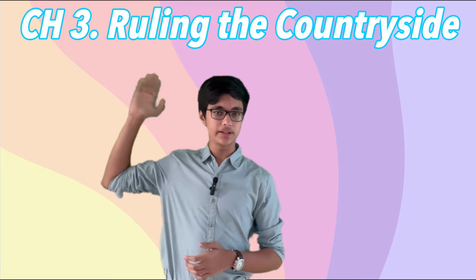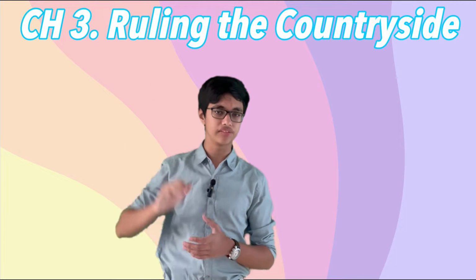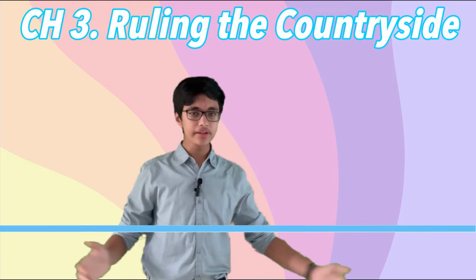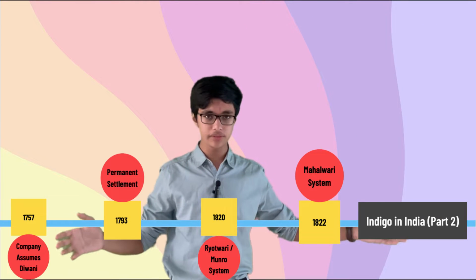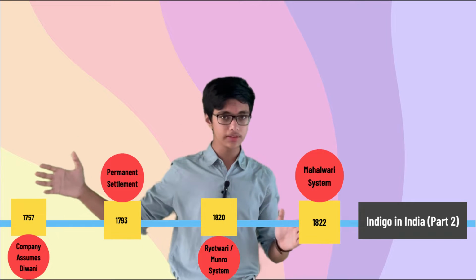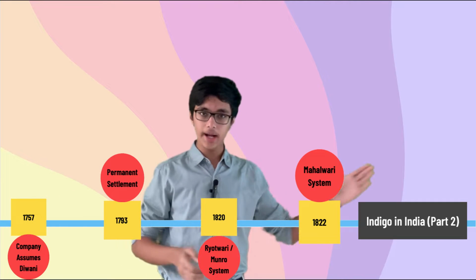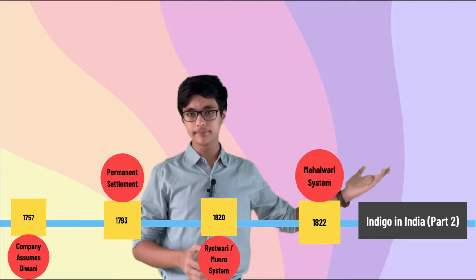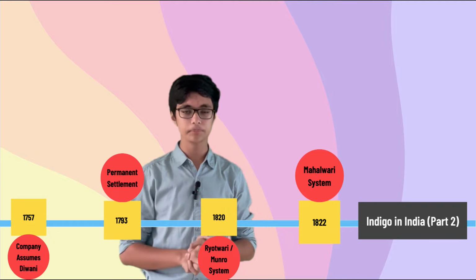Today, we'll be starting the third chapter in Class 8 History, that is, Ruling the Countryside. So, let's take a look at what we have ahead of us today in the form of this timeline. The parts which I've highlighted over here are the ones which we'll be covering today, and the rest will be covered in the next part of this series.